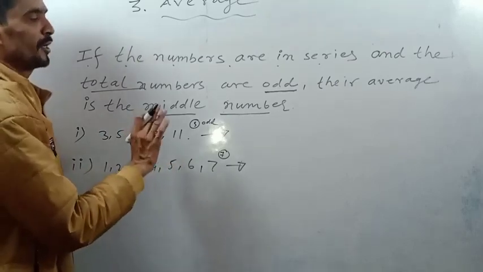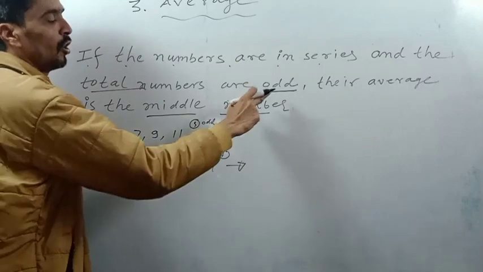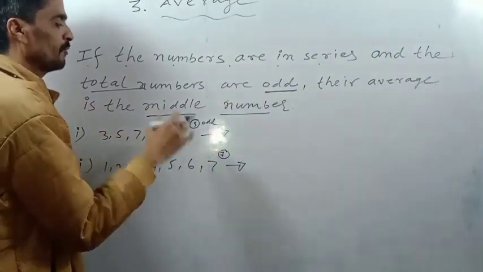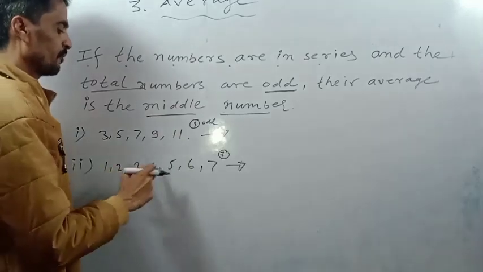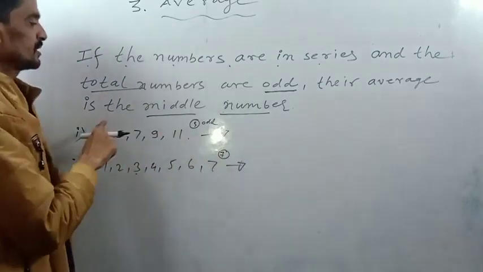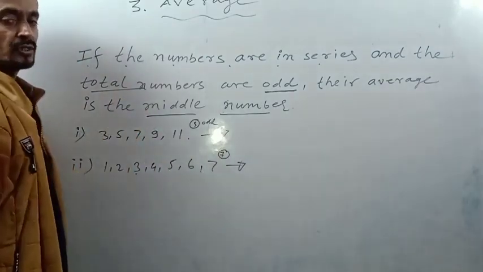Then what is another important point? The total count of the numbers should be odd. 1, 2, 3, 4, 5: 5 is odd. 1, 2, 3, 4, 5, 6, 7: 7 is odd. Then their average is the middle number.